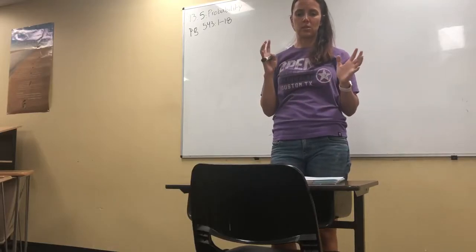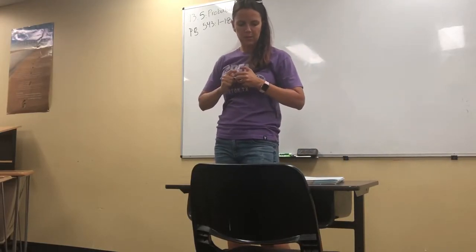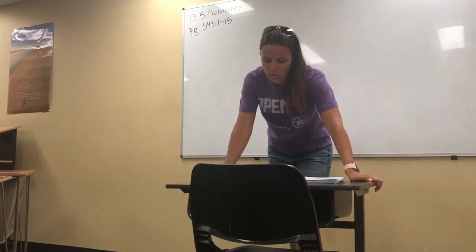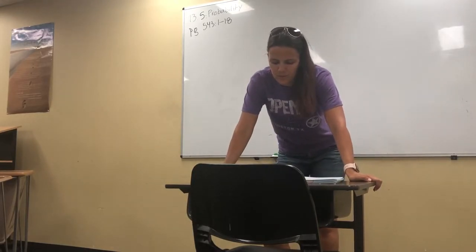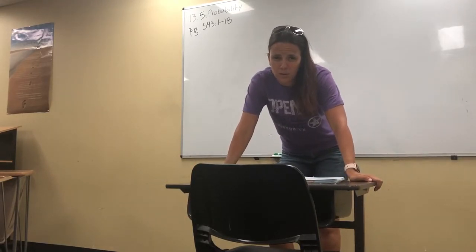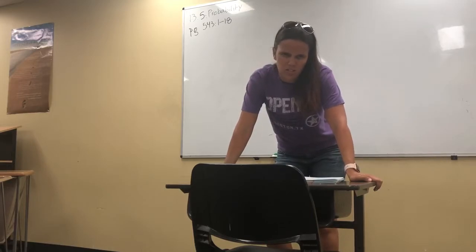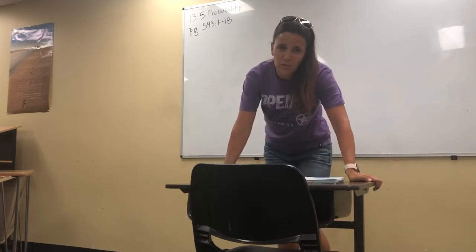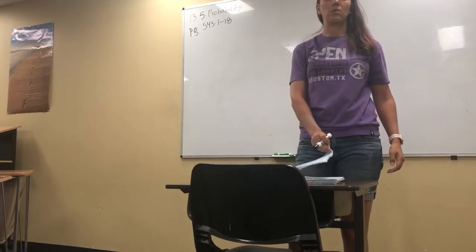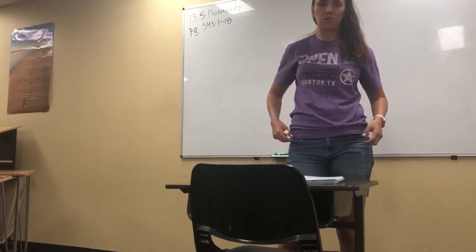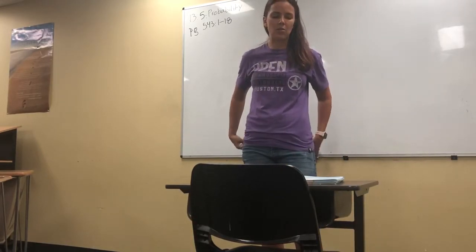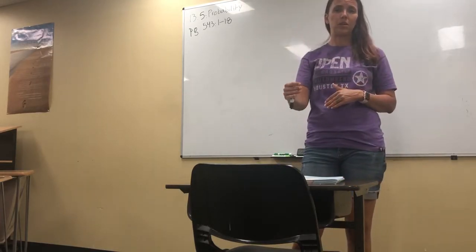Alright guys, this is section 13.5, probability. In probability, you're looking at all the possible outcomes in an experiment, which is called the sample space, and what you're trying to figure out is what's the probability, or what are the odds, that you will get a specific outcome, or maybe a couple of specific outcomes in a row.